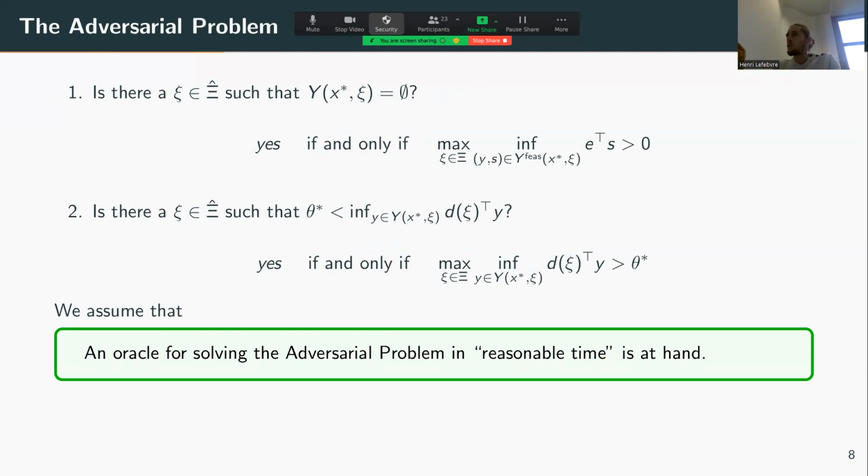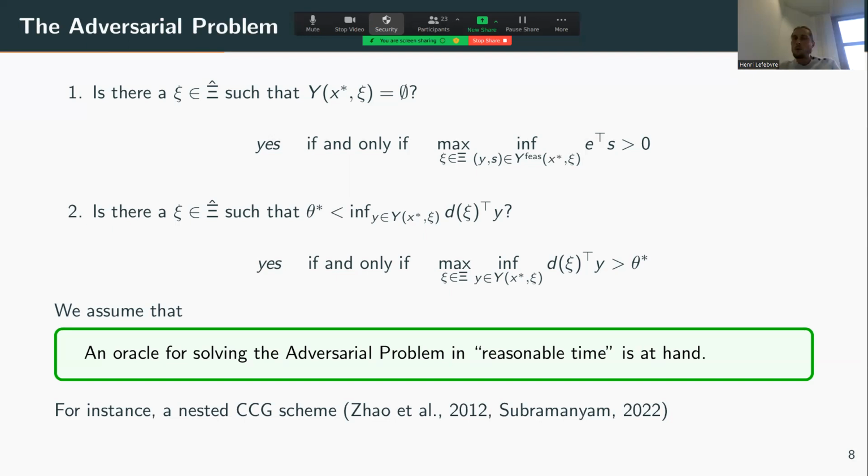You can do this, for instance, by relying on a nested CCG scheme. This was done in Zhao and Zeng 2012, or by Subramaniam more recently, 2022. Okay, so let's just assume that we can solve these problems.